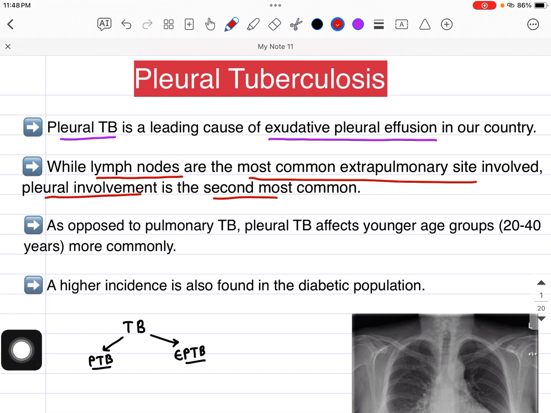We talked about the classification, where we generally read pulmonary TB or extrapulmonary TB. As compared to pulmonary TB, pleural TB affects the younger age group, while pulmonary TB affects mainly the older age group. Pleural TB most commonly affects the younger population, that is, 20 to 40 years of age, very commonly.